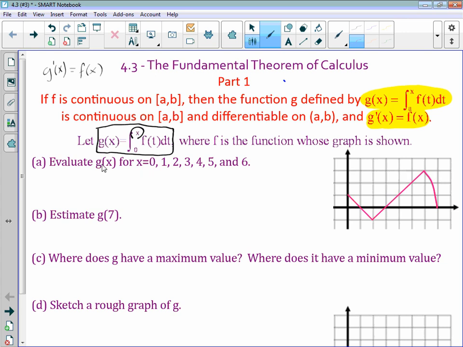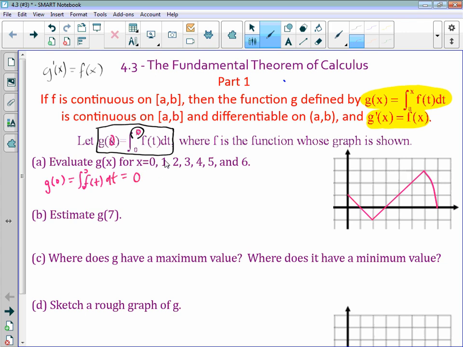For this first part here, it says evaluate g of x for 0. So let's say I plug 0 into g of x. Wouldn't I just be plugging 0 in here? So then my x would turn into 0 here. So if I'm trying to find g of 0, I'm really just taking the integral from 0 to 0. So what am I going to get? 0, right? So that's just 0.